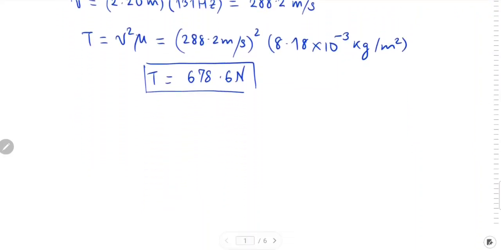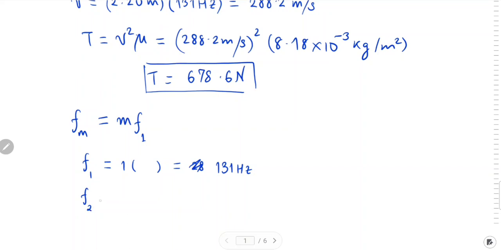Okay, it's also asking us to find 4 harmonics. So we can find the 4 harmonics by using this equation. We can write the frequency of different modes equals mode times the fundamental frequency. So the first harmonic is just the fundamental frequency, which is 1 times the frequency. That is 131 hertz. And then all we need to do is the second harmonic is 2 times the fundamental frequency, F3 is 3 times the fundamental frequency, and so on.